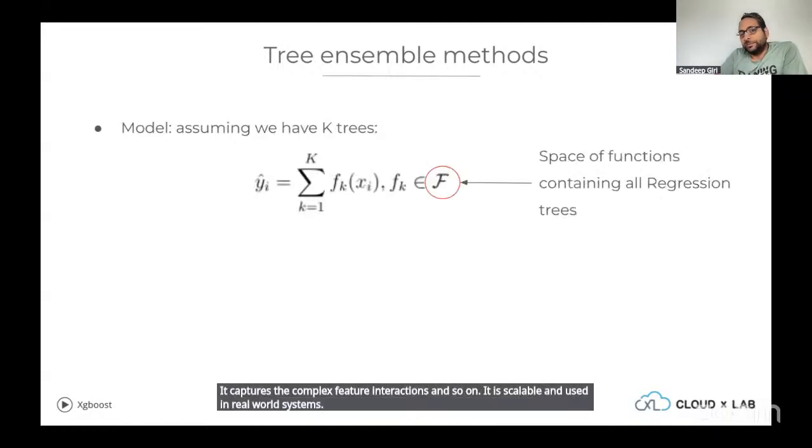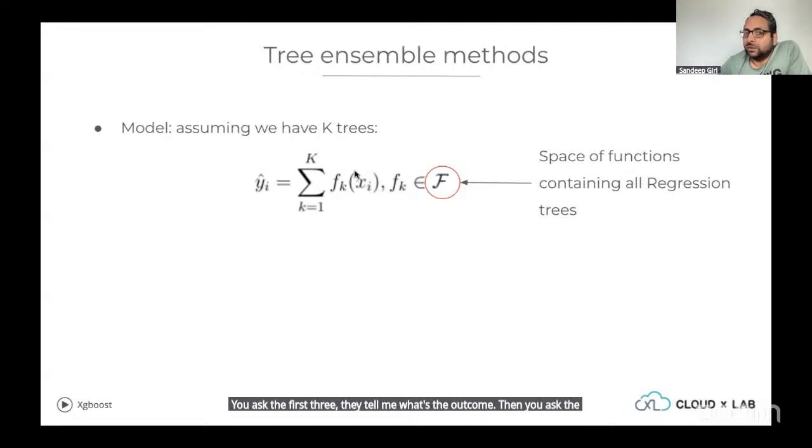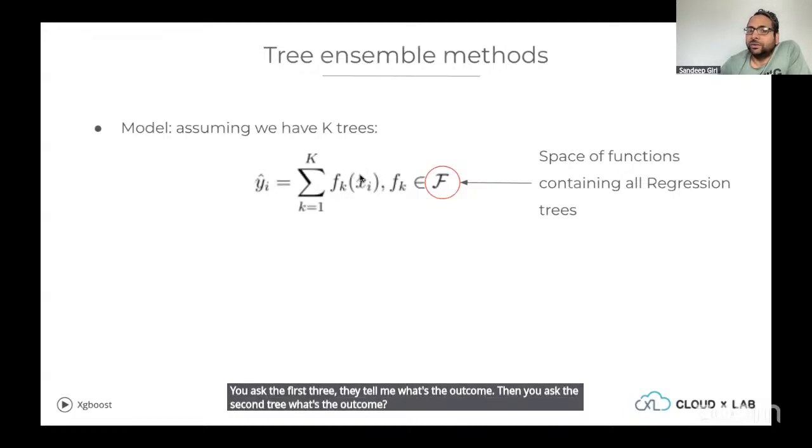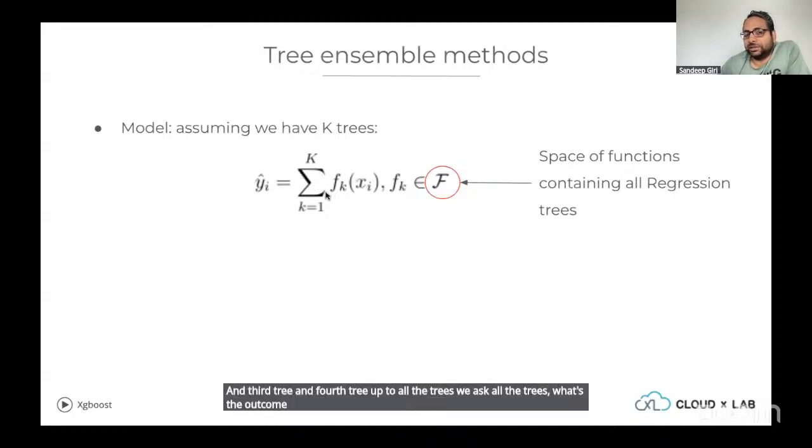Now we can do the ensemble on top of the trees as well, right? Let's say you have K trees, capital K trees. You ask the first tree, tell me what's the outcome. Then you ask the second tree, what's the outcome? And the third tree and fourth tree, up to all the trees, we ask all the trees what's the outcome, and then do the summation.